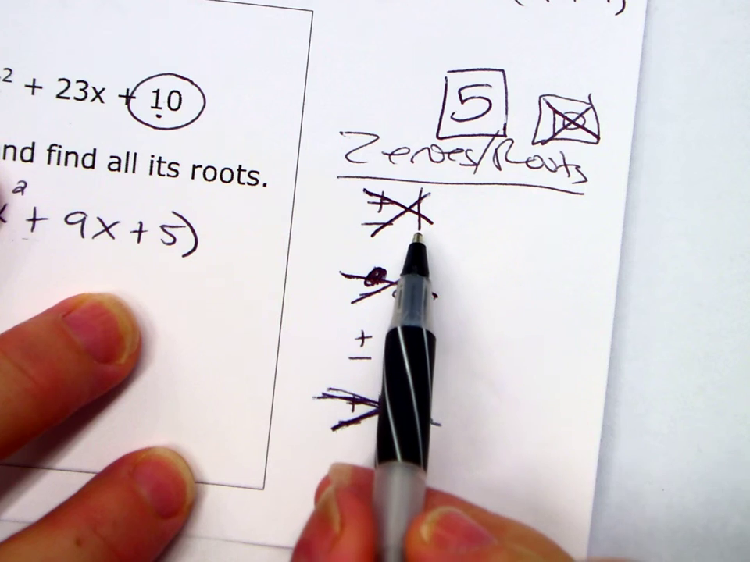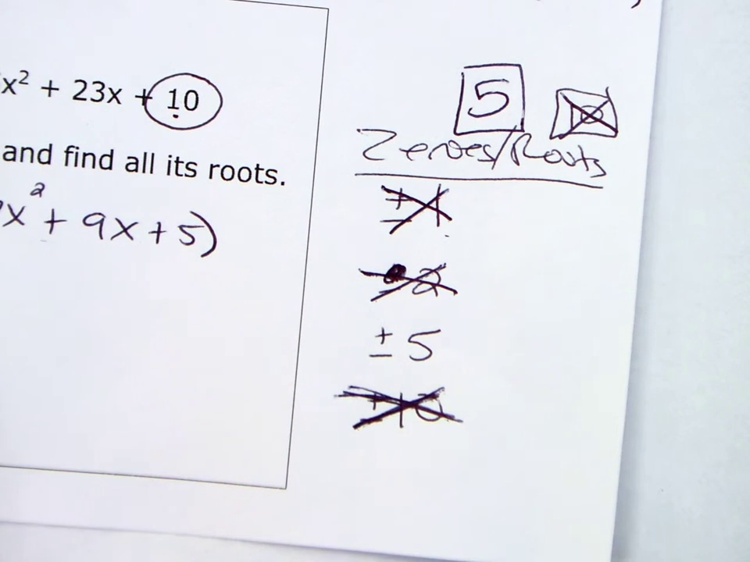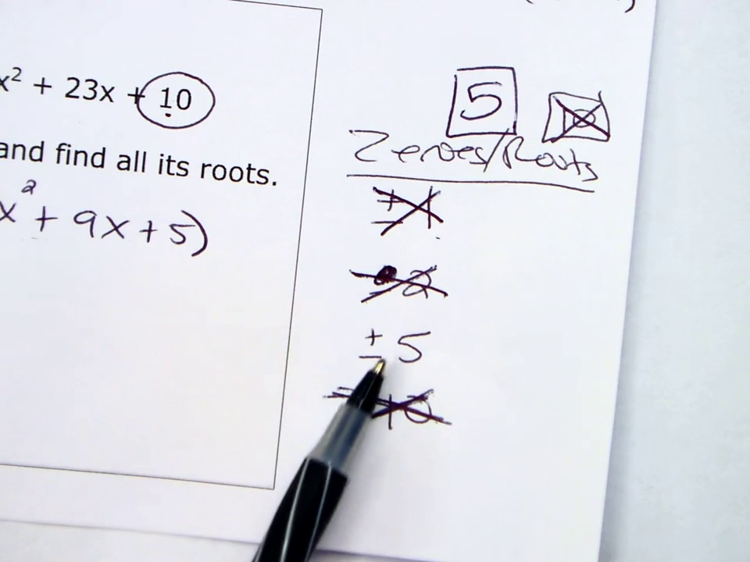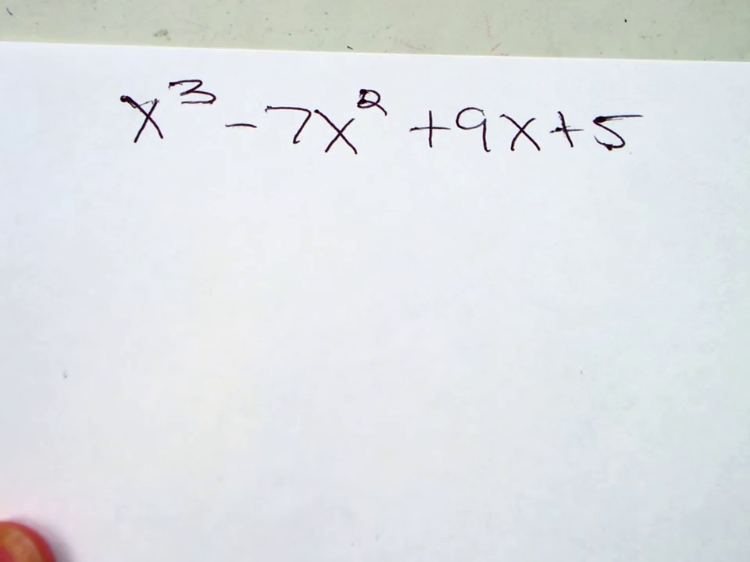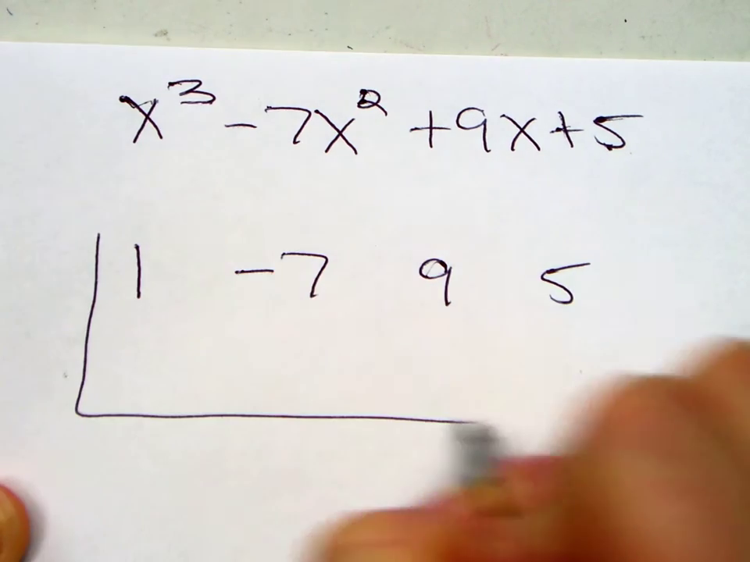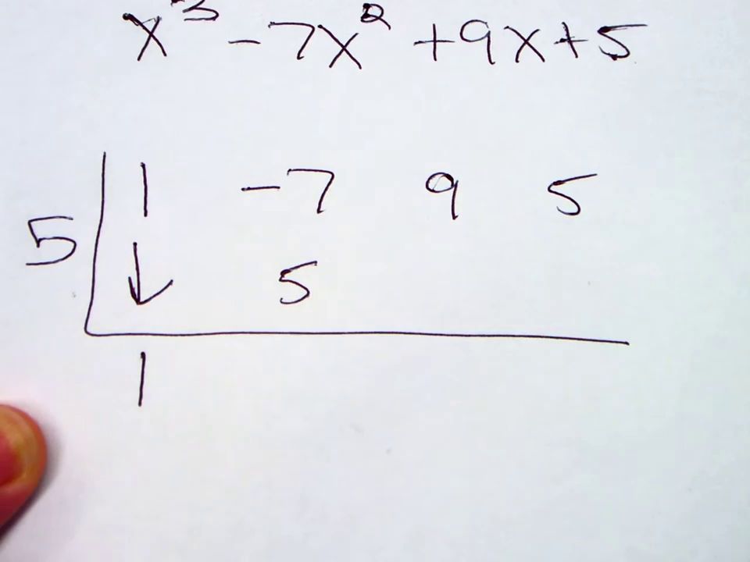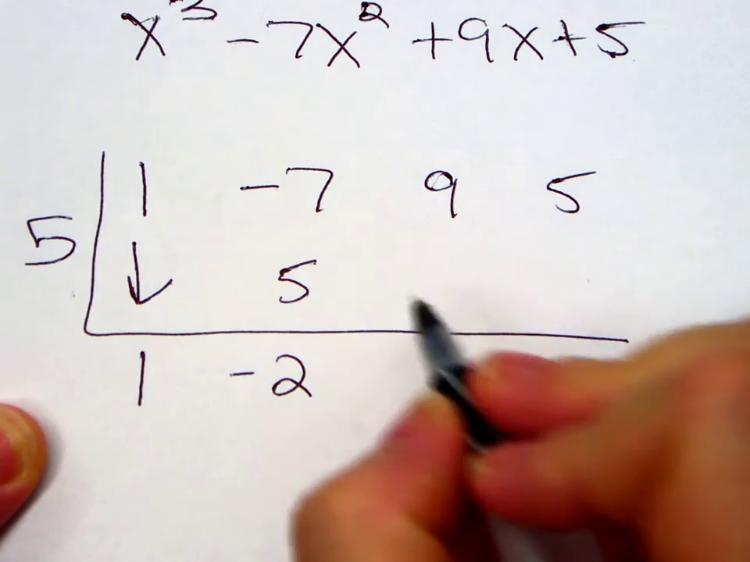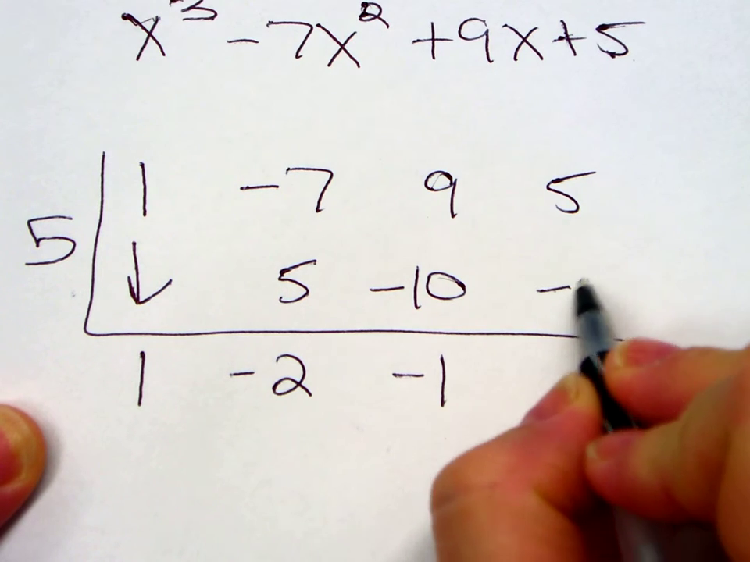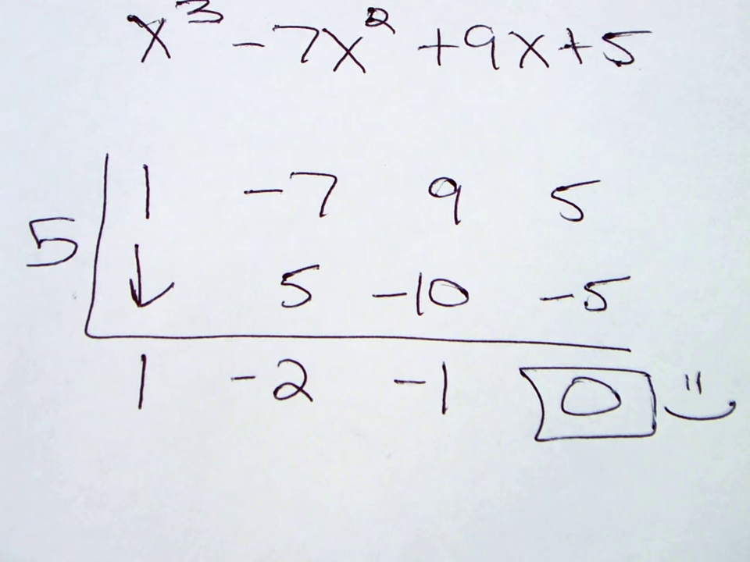So if a number didn't work for the original, it's not going to work for this one. The plus and minus 1 didn't work for the original problem, so it's not going to work for my factored version. Okay? So we only have to test 5 and negative 5. So 1, negative 7, 9, and 5. Stick with the positive. All right? 1, 5, negative 2, negative 10, negative 1. Oh, hey. Yay. I got it on the first try. Thank goodness, because this has been a lot of work.